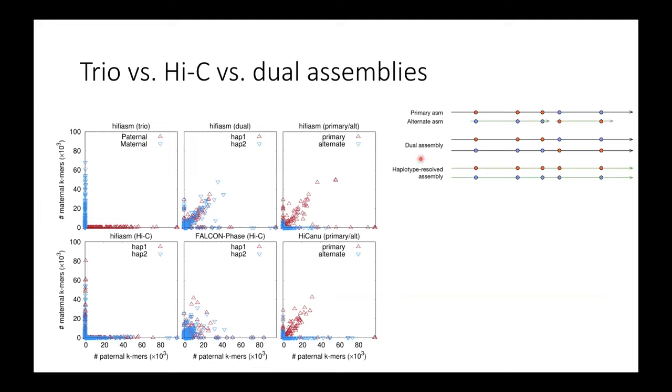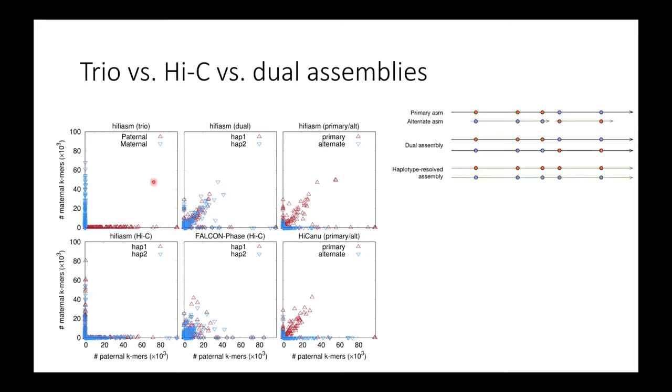If you look at this dual assembly of a partially phased assembly, the result would look like this. See this plot? These are HAP1, HAP2 that Kiprin showed earlier. We call it partially phased because they also have both paternal and maternal components. They are very long. You can see the length is about the same as the primary contigs, but they are mixing the phase.